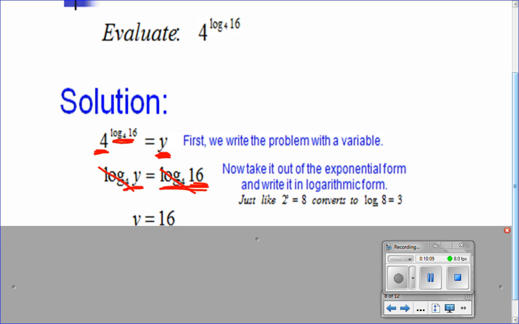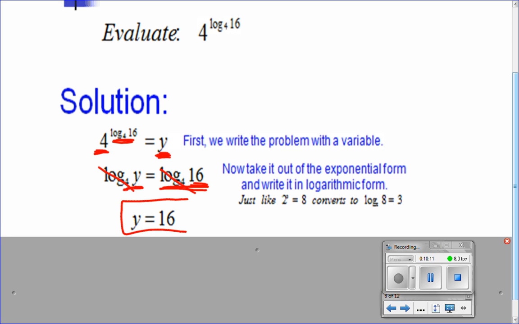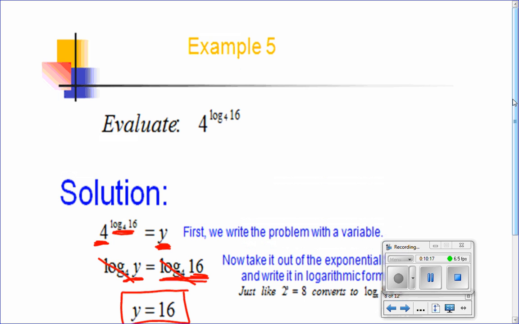That's a new rule that we'll look at. So y is equal to 16. Another shortcut that you should recognize is if you have 4 to the log base 4 of 16, that same number, this is going to equal just 16. That's what we got here when we did all that work. So you can use that shortcut all the time. You don't even have to do all this work, but it's important that you recognize where that's coming from. And if you want to do that work, that's totally fine.